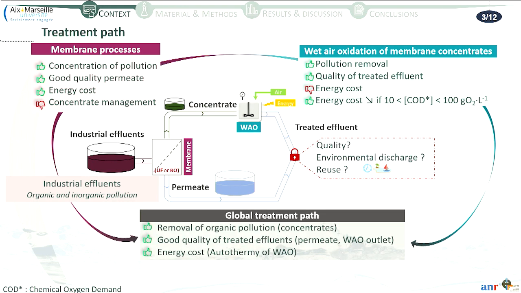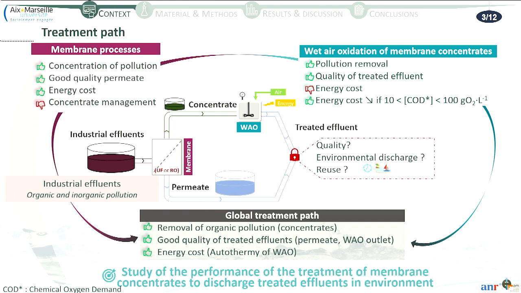And when the concentration is between 10 and 100 grams of O2 per liter, this process can be run with lower energy costs. So the global treatment path will allow you to remove the organic fraction of the membrane concentrates and reduce the energy cost of the water oxidation, since you have a membrane process before the water oxidation.